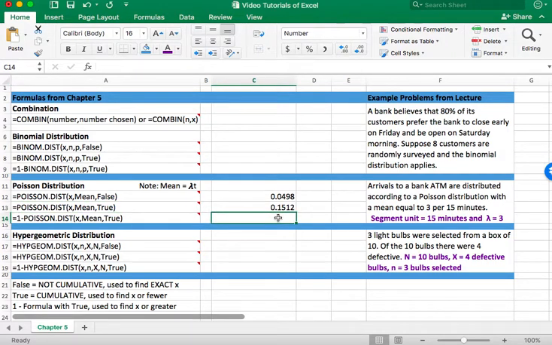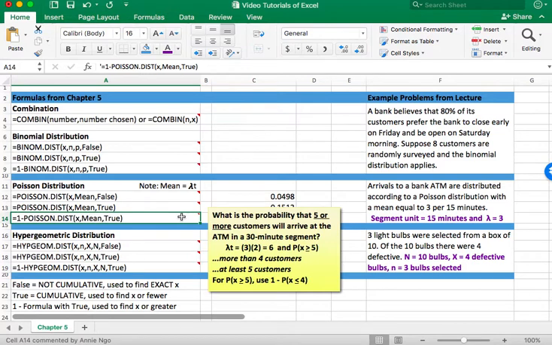Let's go ahead and do the last scenario, where we want to find the probability that 5 or more customers will arrive at the ATM in a 30-minute segment. So here we're still working with our 2-segment problem. So our lambda t is still the same, where we take 3 arrivals times 2 segments. So that gives us a lambda t of 6. And then here we're looking for a probability of x is greater or equal to 5. That's what 5 or more means.